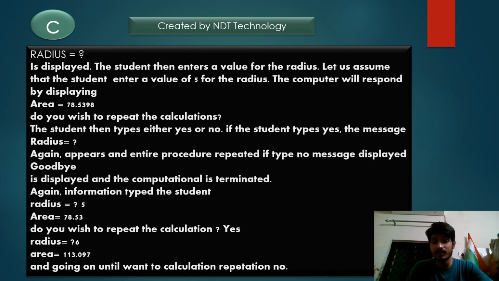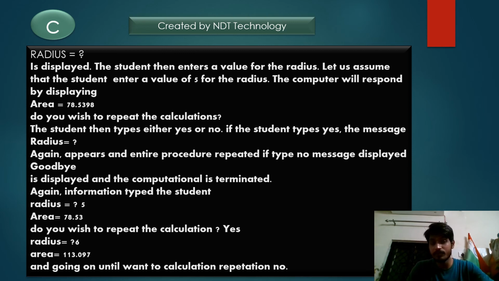So this is a simple program to take a radius value and find the area of any circle. You can put in any number of radius values, and you can show any number of results for the area of the circle. Then it displays that the computation is terminated when you press no, and when you hit yes, it starts again.